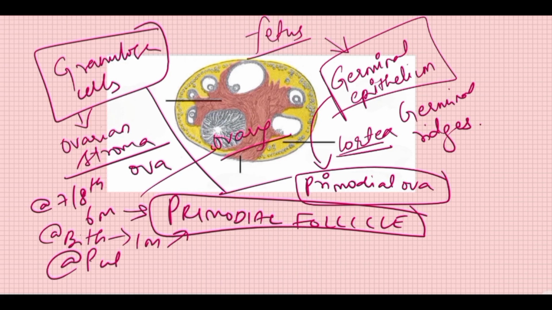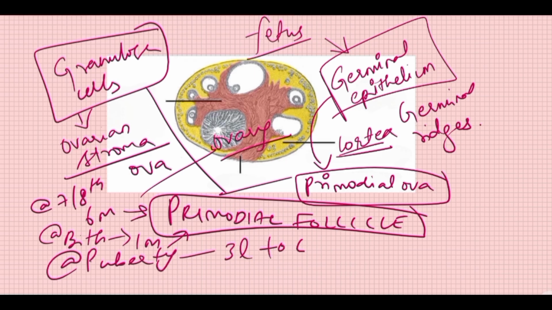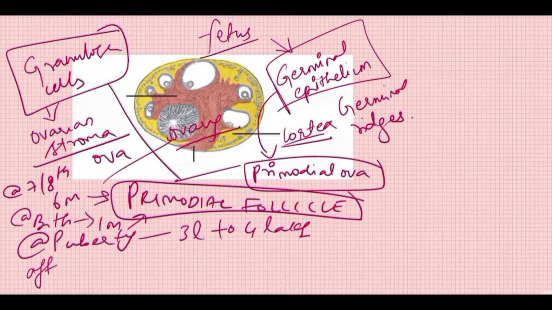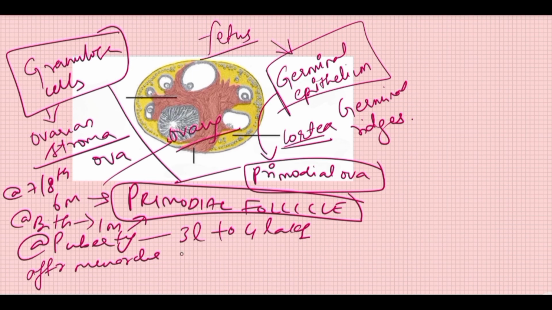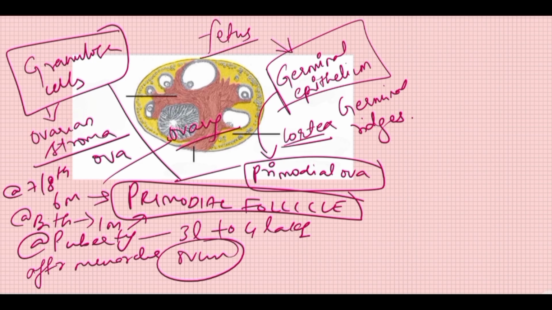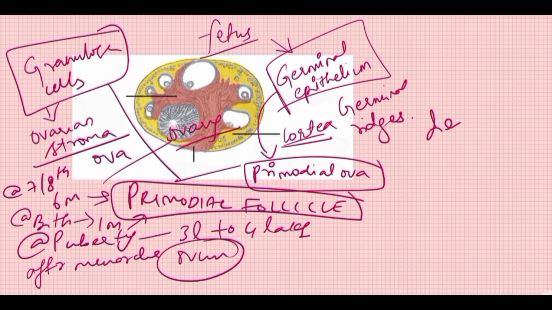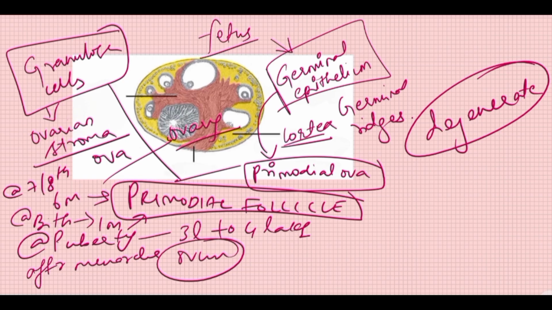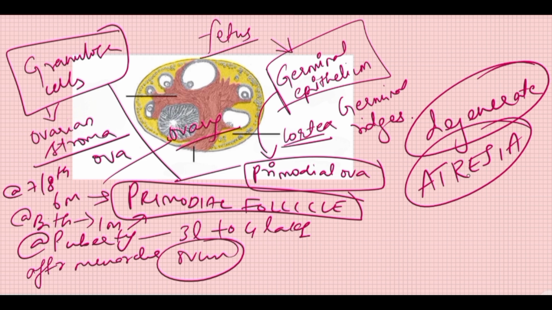At puberty, the number decreases to about 3 lakh to 4 lakh. After menarche, during every menstrual cycle, one of the follicles matures and releases the ovum. Only one ovum is released from either of the ovaries each cycle. During every menstrual cycle, many of the follicles degenerate. The degeneration of follicles is called atresia, and it occurs at all levels of follicles.